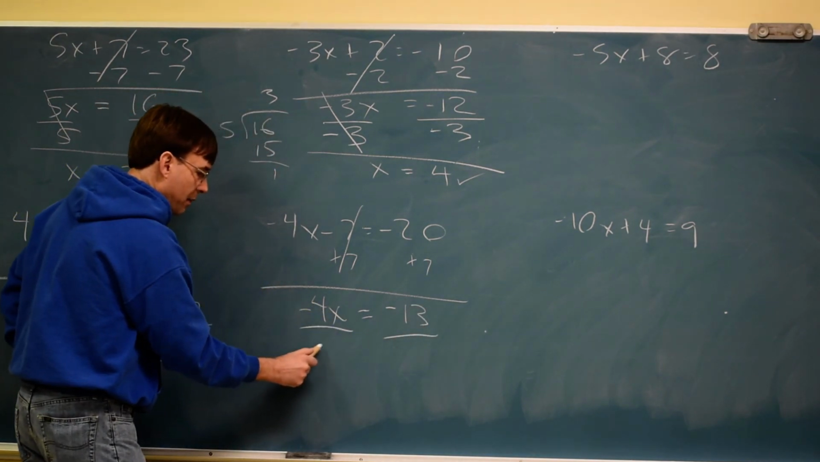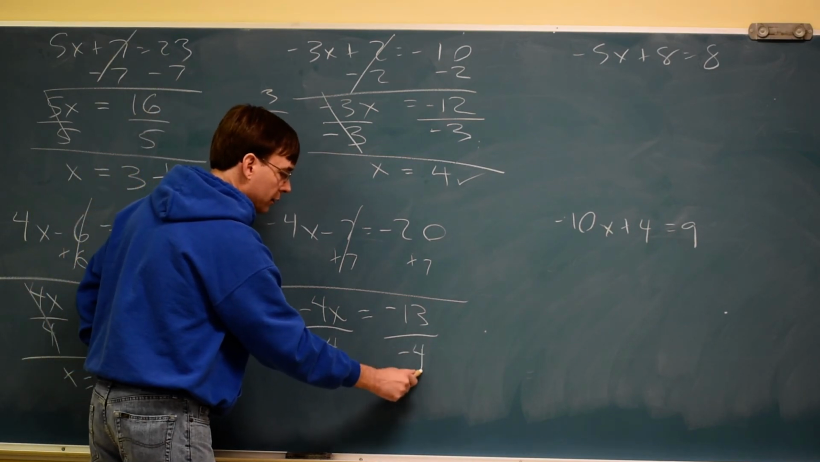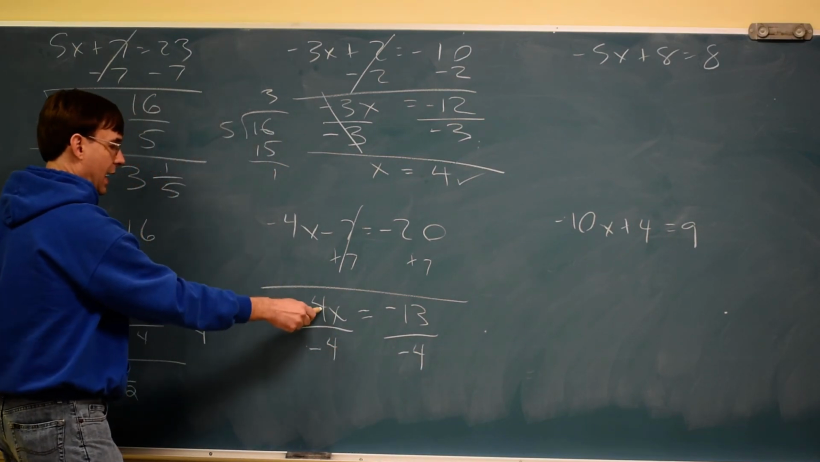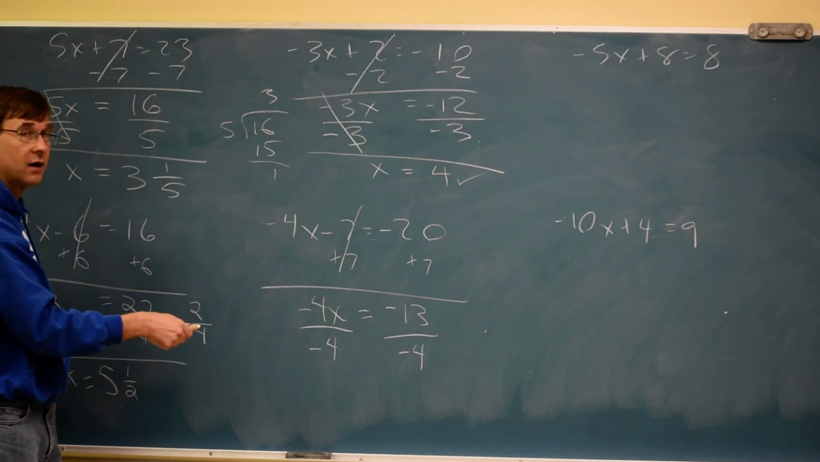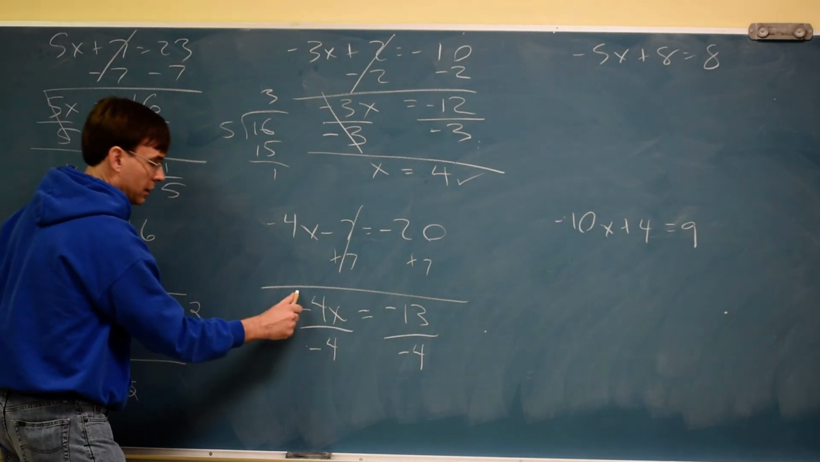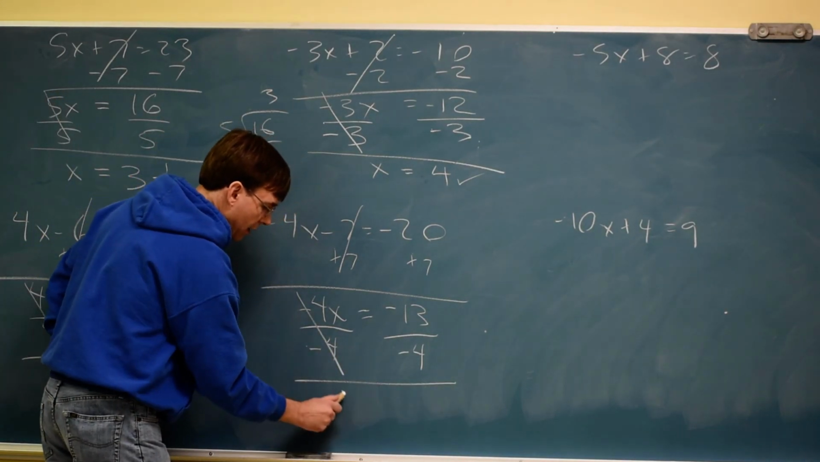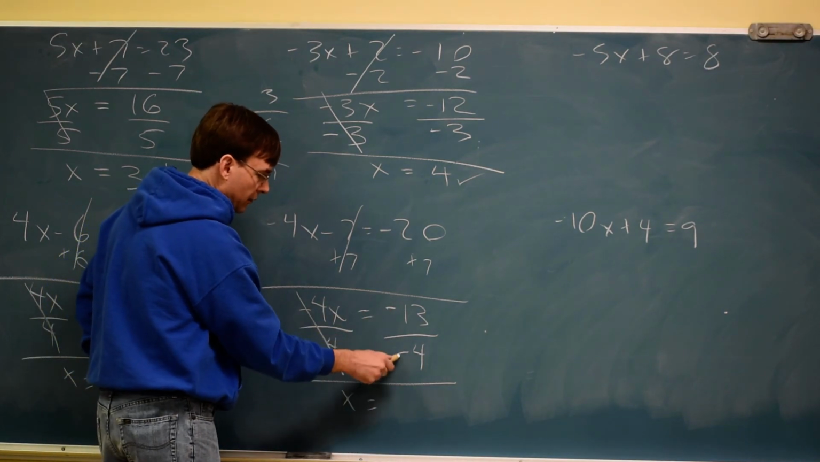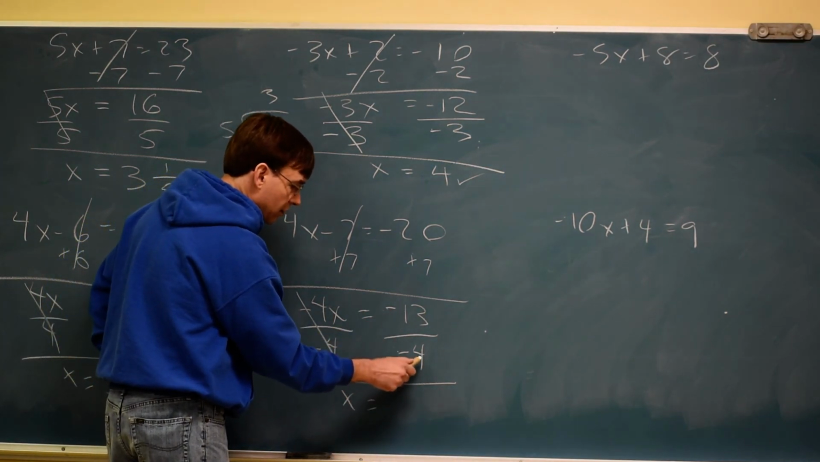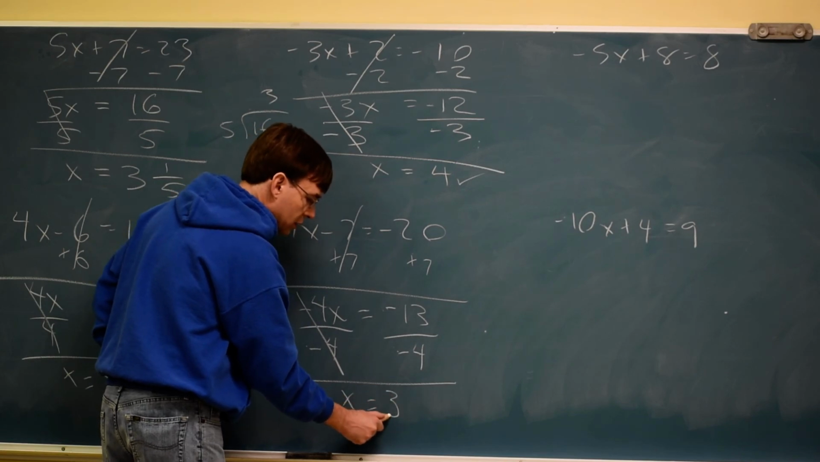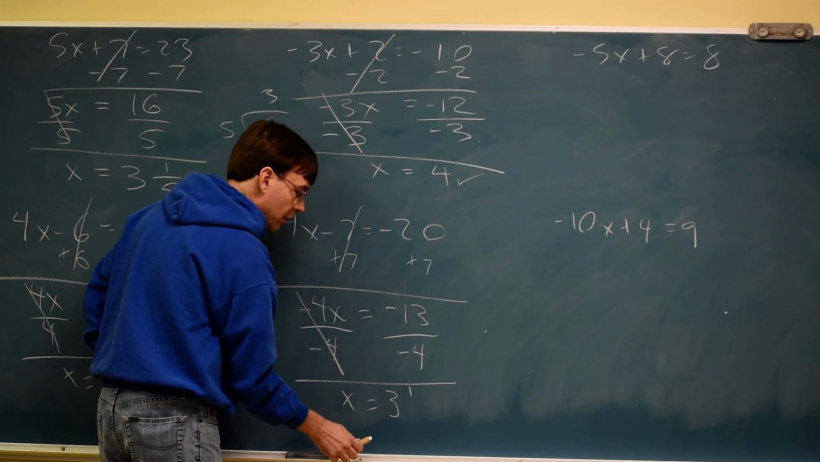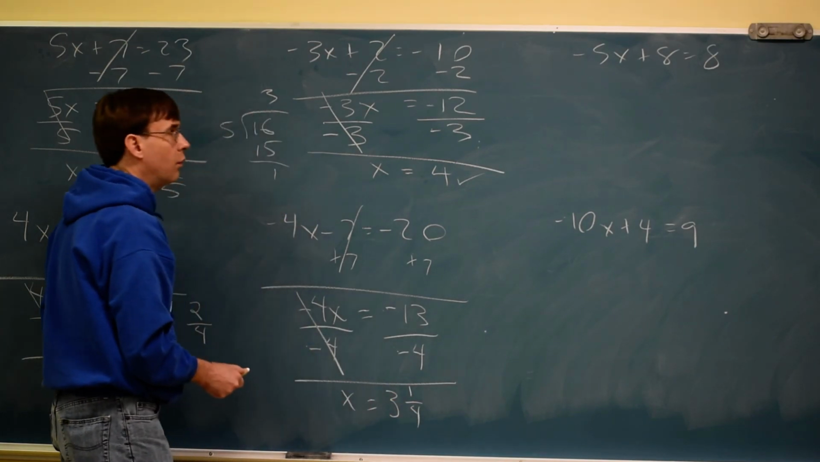Then I'm going to divide by a negative and a 4. Keep the 4 and the negative together. Everywhere there's a 4, there's a negative with that 4. They travel together. Eliminating them there leaves me just an x. 2 negatives is a positive. 4 into 13 is 3. Put 1 for the remainder. Leave 4 on the bottom.